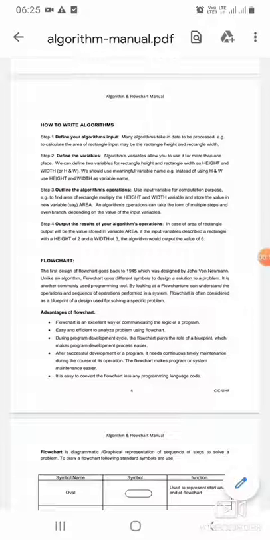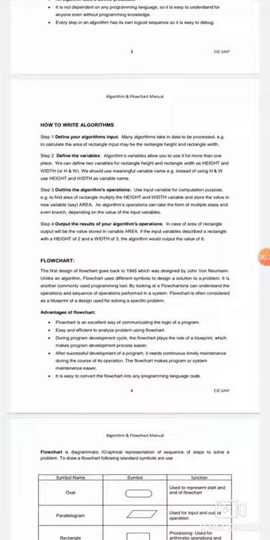And I was explaining the importance of writing an algorithm when it comes to writing a program, or when you write a solution for a problem. So it's a step-by-step procedure where we try to explain each and every step so that the solution can be achieved. Now coming to flowchart.